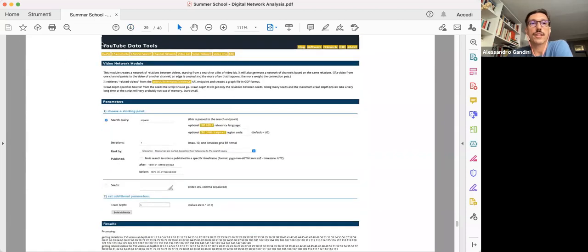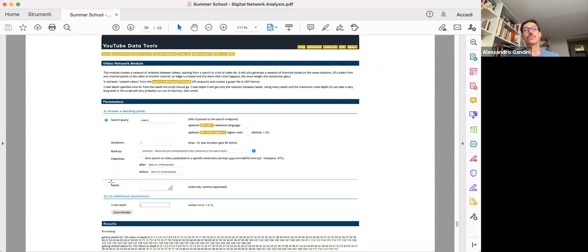So this is a screenshot of how it looks when we normally set the search query for a video network. This is the one that my friends in the YouTube group are actually using, the organic network. In this case, it's a screenshot of an example, and this is not the one, because we have five iterations instead of one. So usually we can put in a search query.